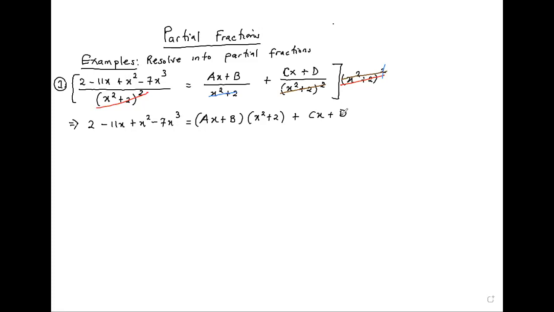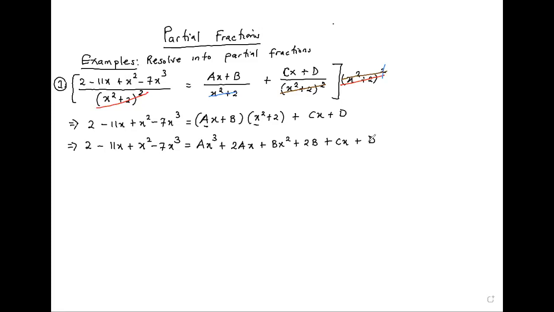Then we expand because you can't eliminate. So we expand. We have 2 minus 11x plus x squared minus 7x^3 is equal to ax times x. We get ax^3 plus 2ax plus bx squared plus 2b plus cx plus d.